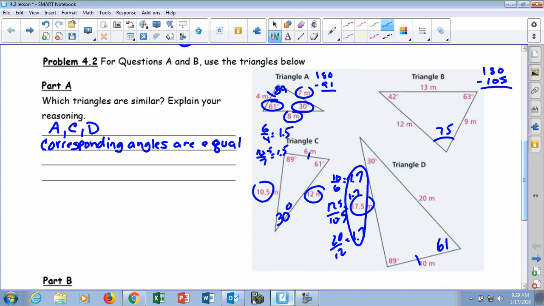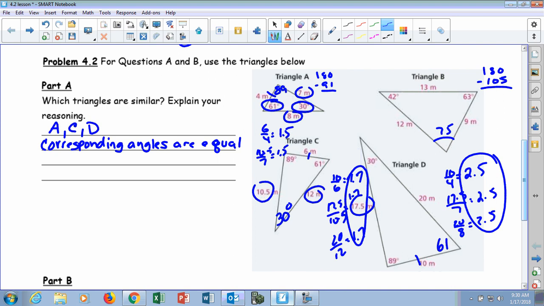A and C are good. Well, let's go A to D. So 10 divided by 4 is 2.5. Right? The 17.5 and 7, 2.5. So it's working out pretty good, isn't it? 20 divided by 8. So again, because this is constant, which means the same number keeps appearing for all three sides, all right? That's how we know that all these triangles are similar.